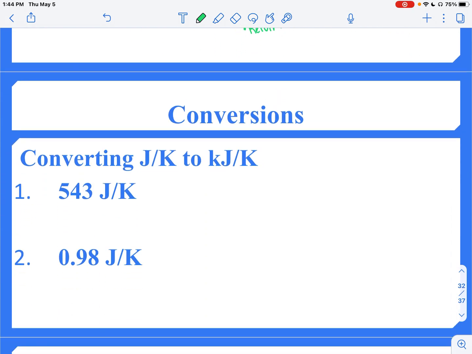I want to take a minute to go over converting joules per Kelvin to kilojoules per Kelvin, because joules per Kelvin is a lot of times what you will see delta S in for its unit. But you want it in kilojoules per Kelvin so that you can subtract with delta H. The nice thing is you don't have to change the Kelvin. All you have to do is take the joules into kilojoules, so take your decimal point and move it back 3 spaces. So this would be 0.543.